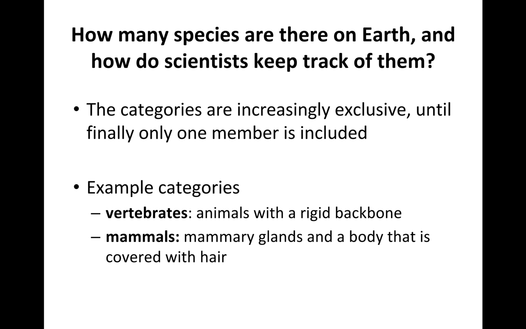So how are these categories used? These categories are increasingly exclusive until finally one member is included. Example of categories, you have vertebrates, animals with rigid backbones, and then you have a grouping of mammals, which are also vertebrates, and what makes them mammals are mammary glands and a body that is covered with hair.